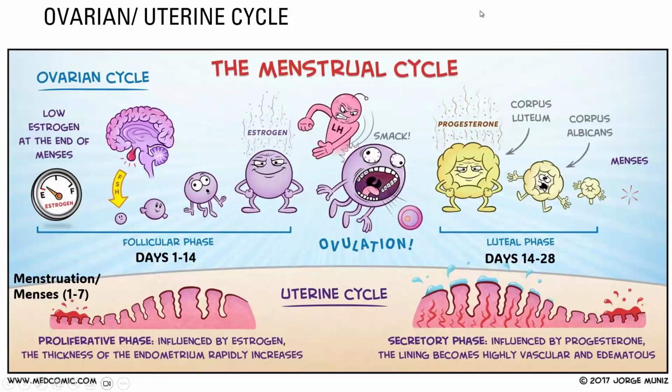The other one that we like to talk about here is the ovarian and uterine cycles. These are two separate cycles, but they work in tandem. So in the ovaries, you're going to have two different phases. You'll have the follicular phase for the first 14 days. You'll then have ovulation occur, where that secondary oocyte gets released, and then you'll have the luteal phase. The luteal phase is named for the corpus luteum, which is this one here.